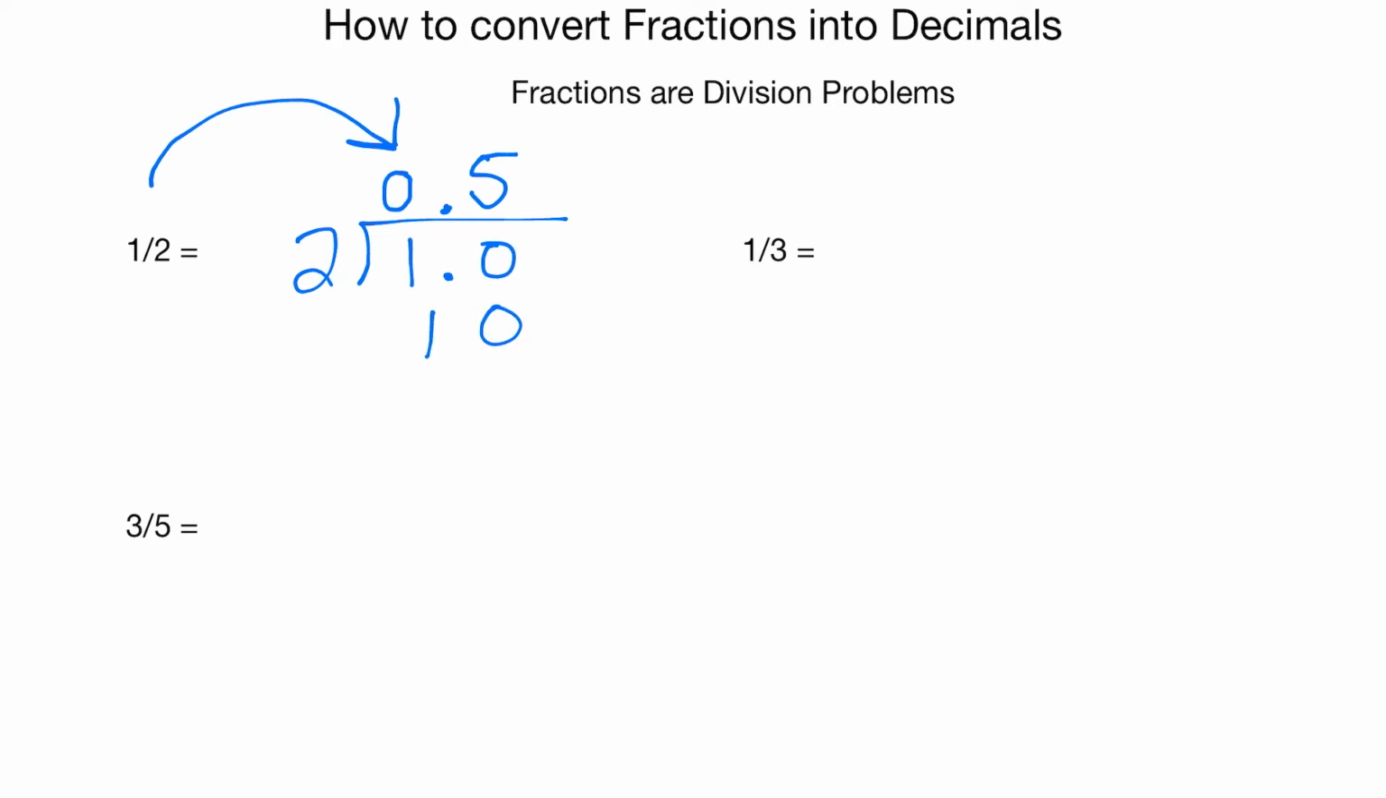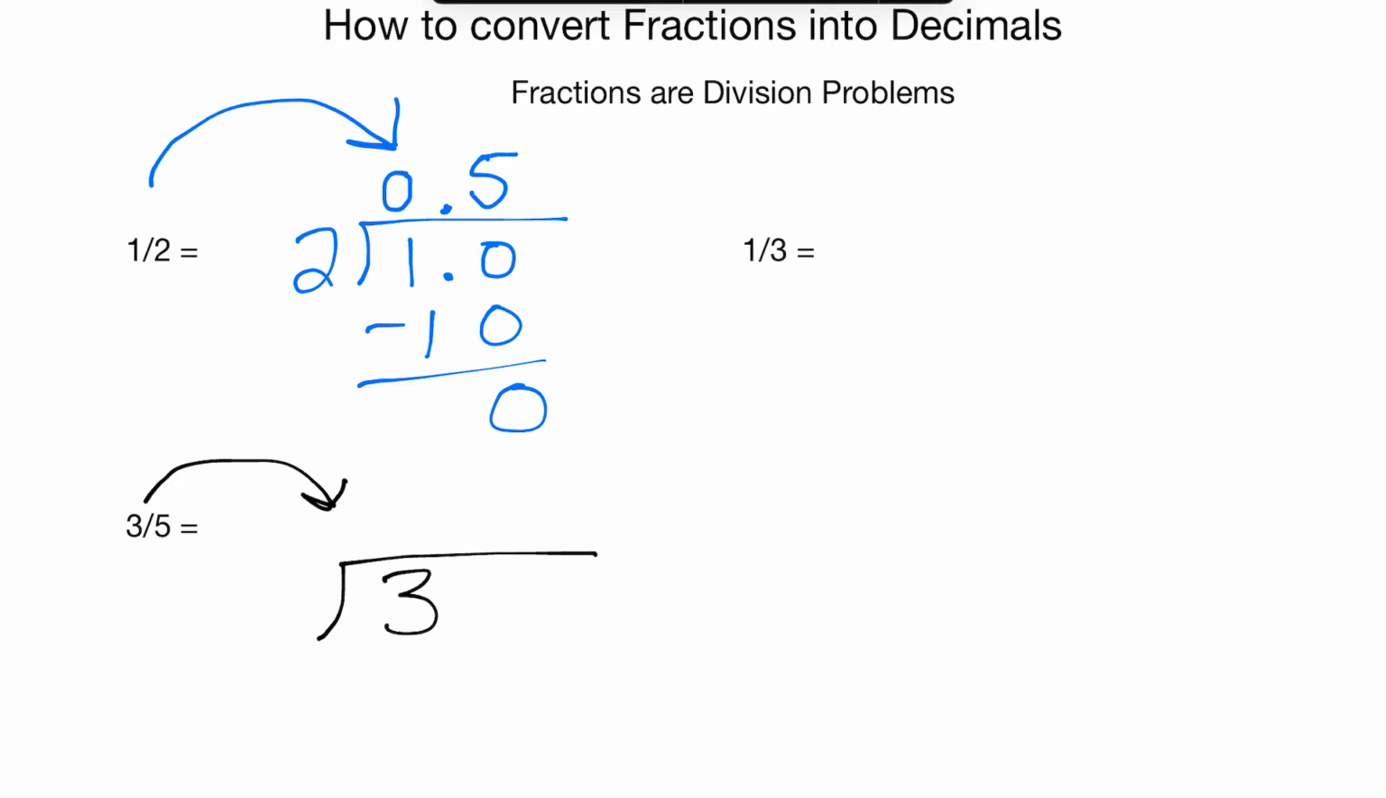5 times 2 is 10. Then we subtract, and we get a 0. So we know we're finished with this problem. So 1/2 equals 0.5. Now, the next one, 3/5. We're going to have this fraction fall into the division symbol. So the 3 falls into the inside, and the 5 is on the outside.